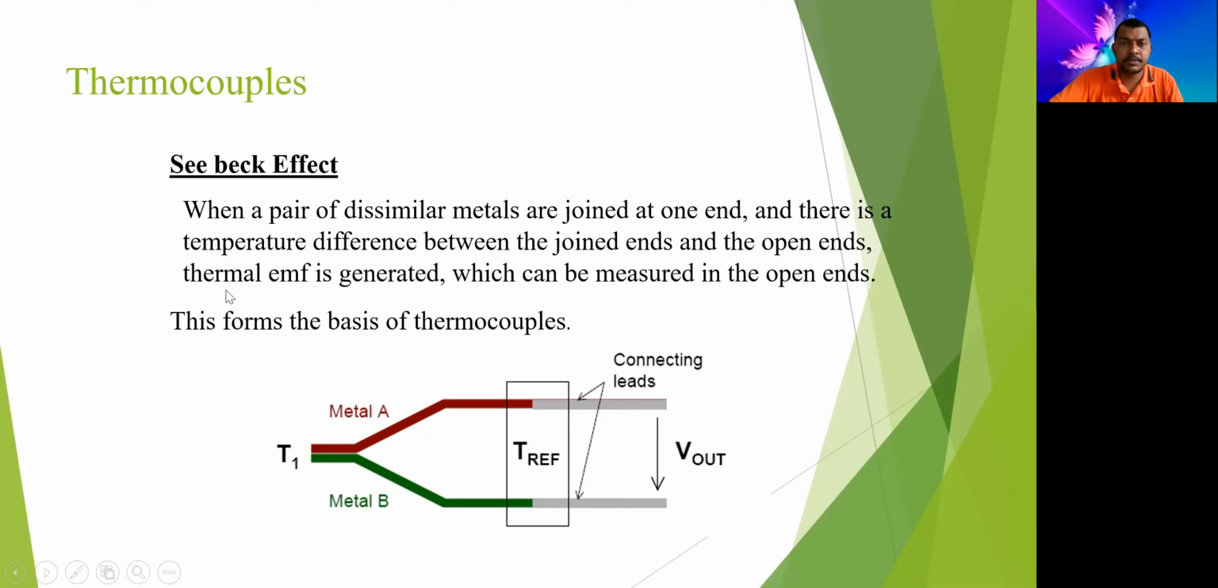Now thermal EMF means the EMF which is being generated by the change in temperature. So thermal EMF is generated, which can be measured in the open ends, right? That can be measured, and this forms the basis of the thermocouple. Therefore, this is called a thermocouple. Thermo means temperature, and couple means the coupling of two dissimilar metals which are conducting the heat energy. So this is the basic concept of the thermocouple.